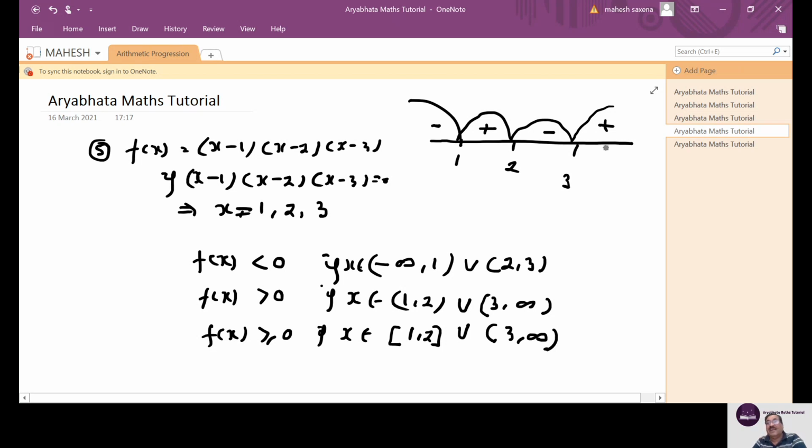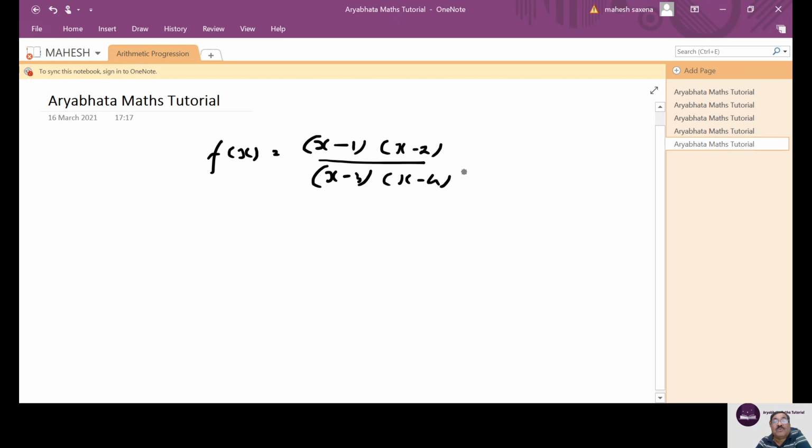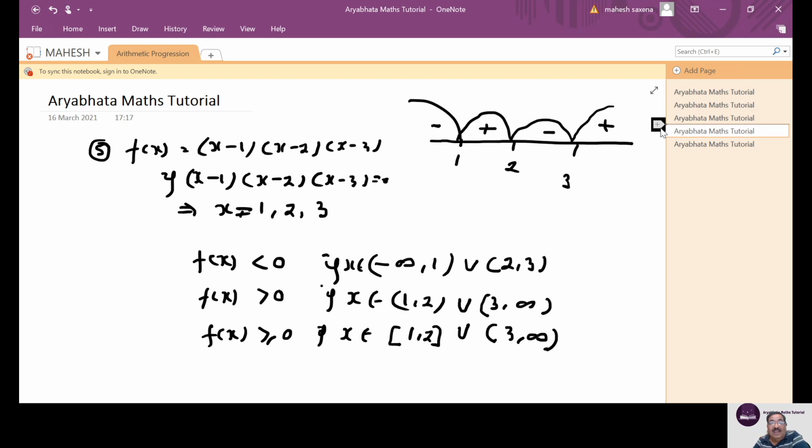In the next session, we will consider f(x) like (x minus 1)(x minus 2) upon (x minus 3)(x minus 4) square, like this. For this session, we are considering up to this only. I hope that you have understood what we have to do to find the value of variable x.